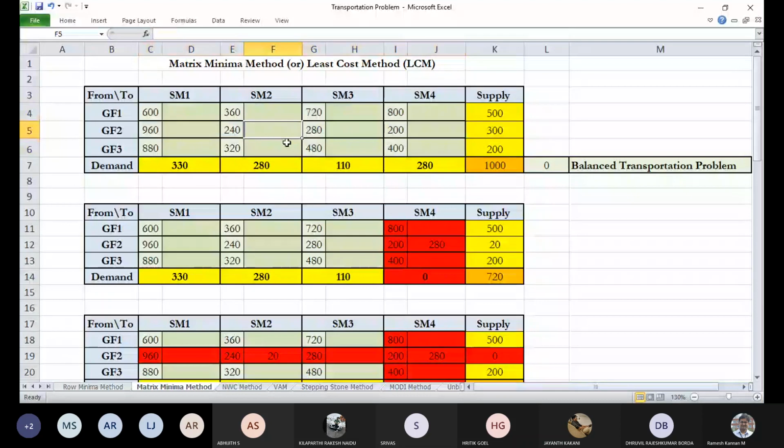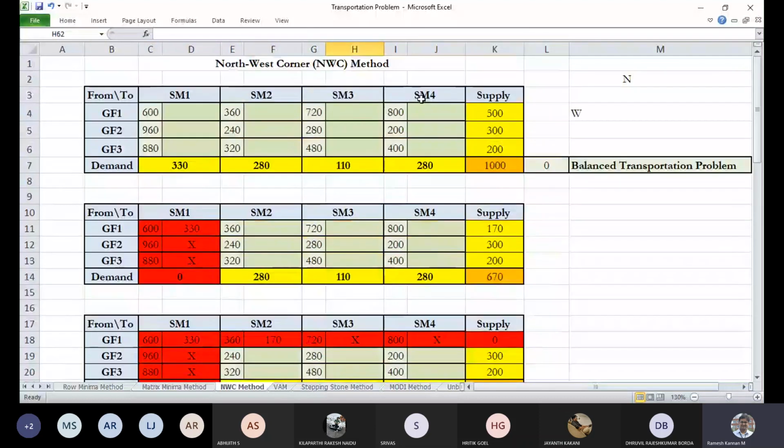Then we talked about the northwest corner method, in which we focused on the northwest corner. Then we start allocating, and finally we got the allocations.